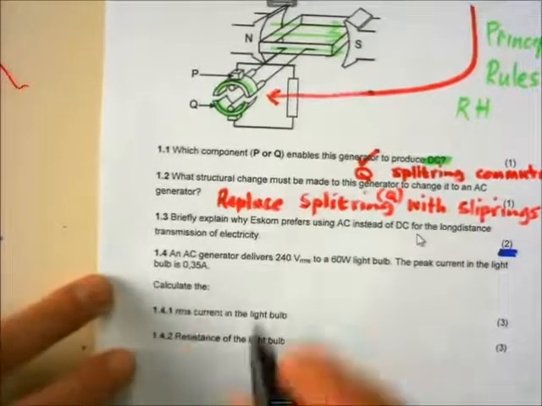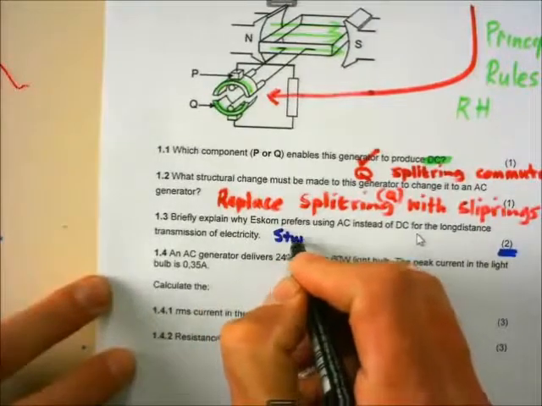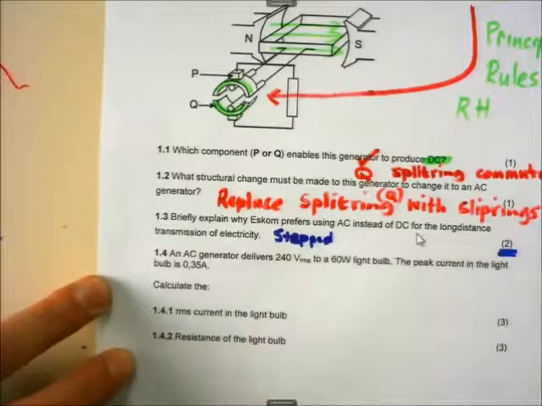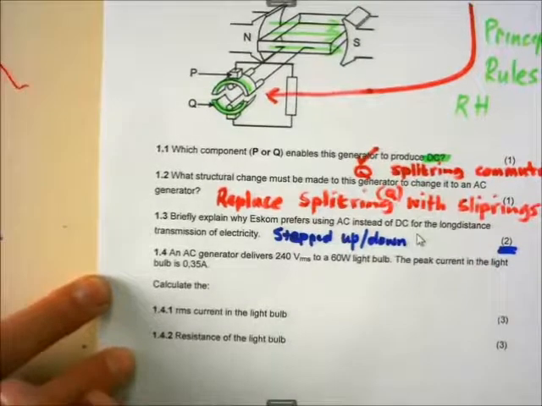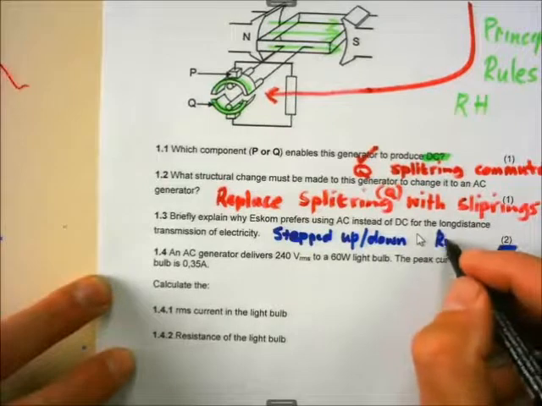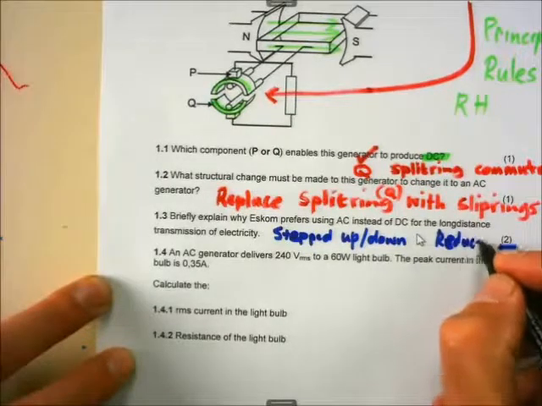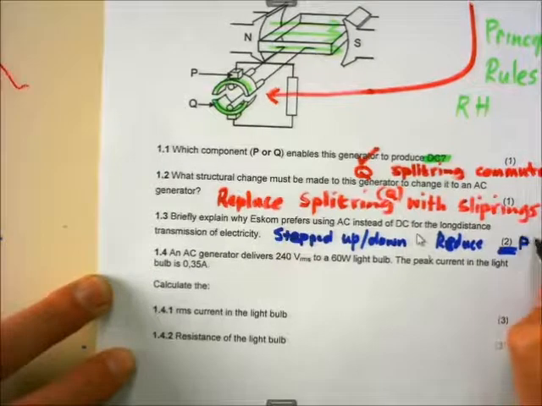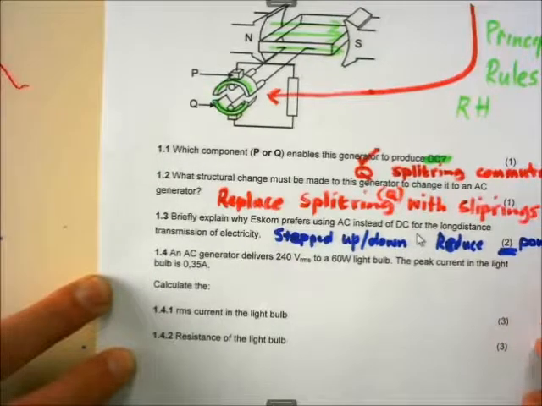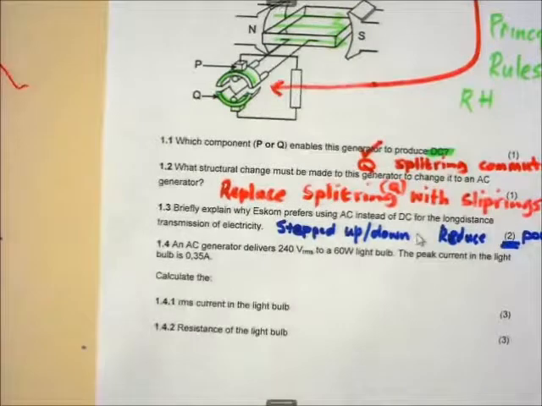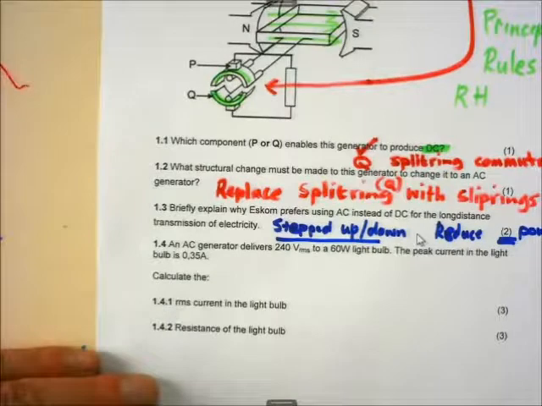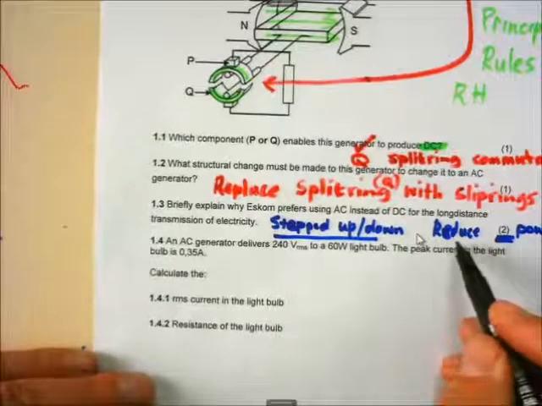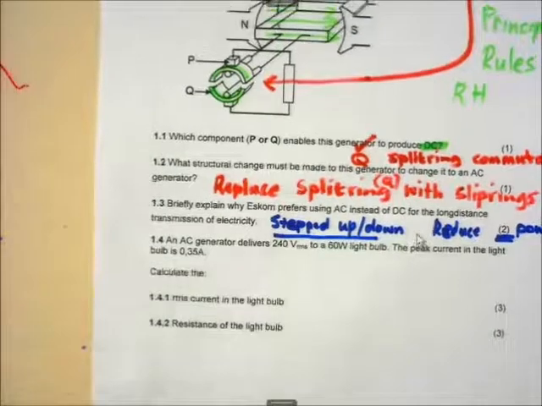The first one would be, it can easily be stepped down or up. Okay, stepped up or down at the power stations. Why? To reduce power loss. Okay, so those are my 2 things that I want to see there. The potential difference and the current can easily be stepped up or down, and I have a reduction in power loss. Okay.